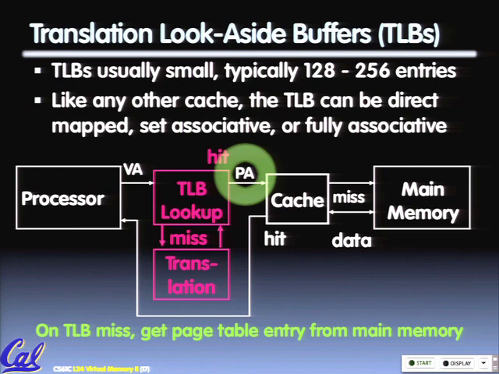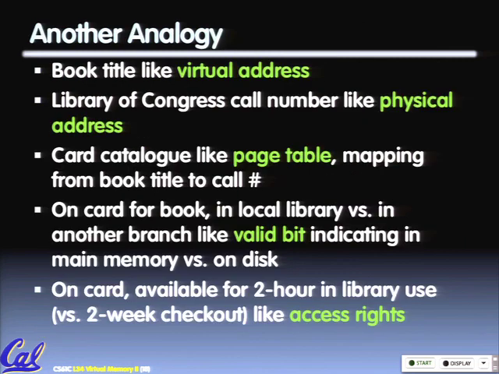Okay, so here's an analogy that may help. I think my analogy is better than this one. This is the original analogy that was given to you, and compare this to the Great E-Journal. The book title is like the virtual address. It's a title out in the cloud that's big. The actual Library of Congress call number is the physical address, and the card catalog.